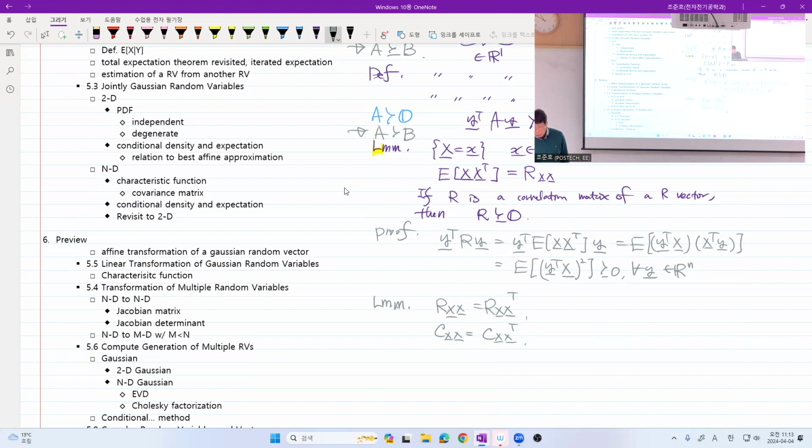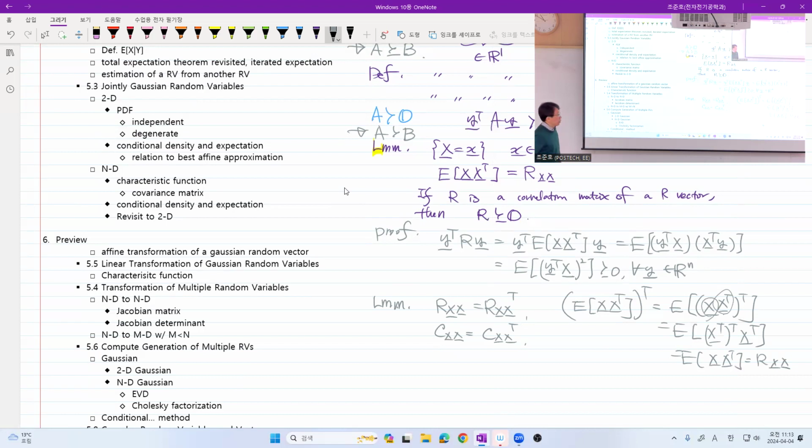Why? If you doubt, again, just use the definition. And the transposition just gives you what? A times B transposed becomes B transpose times A transpose. So you transpose this one, and you transpose that. And you have the same correlation matrix back. So the correlation matrix is a symmetrical matrix and what? At the same time, positive semi-definite.